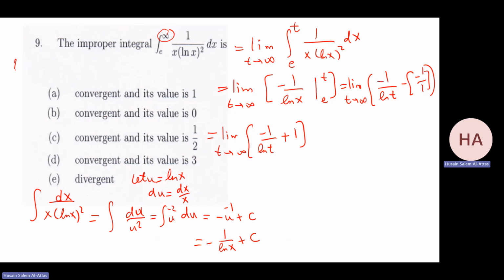Now, as t goes to infinity, ln t goes to what? Also infinity. So minus 1 over ln t will go to what? Will go to 0. So this will be 0 plus 1, which is 1. So convergent, its value is 1.